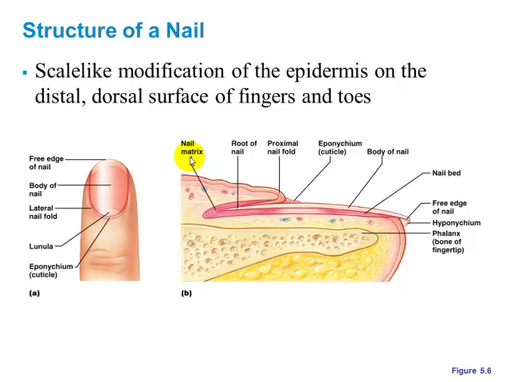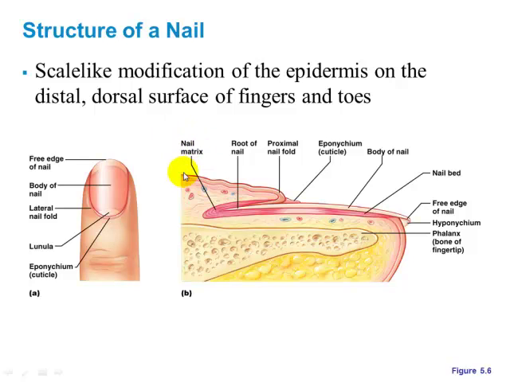Let's move on to nails. When we talk about nails, nails are considered a scale-like modification of the epidermis. So we are seeing a change in the epidermal cells. We find these on the distal dorsal surface of the fingers and toes. Some of the important terminology here.